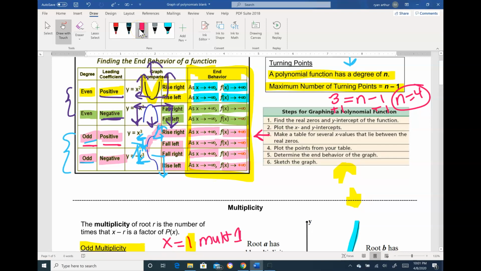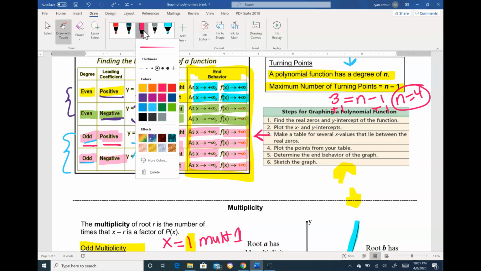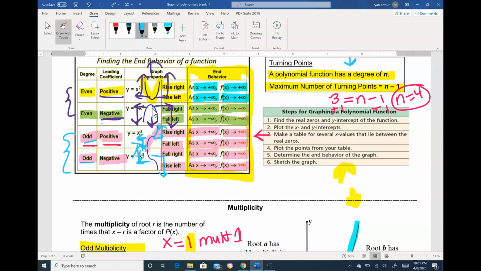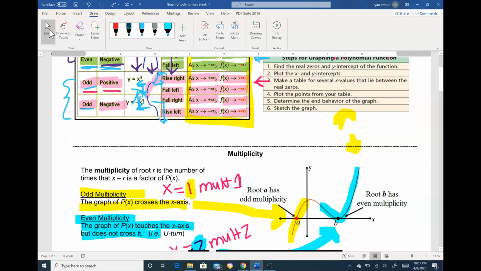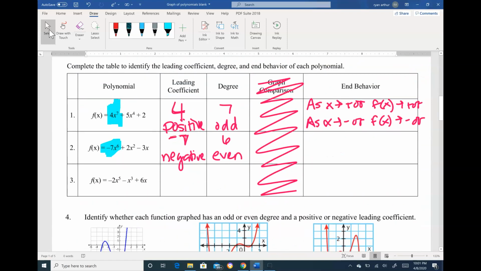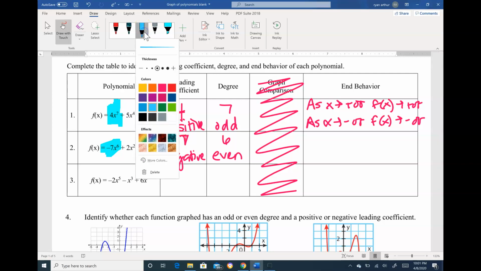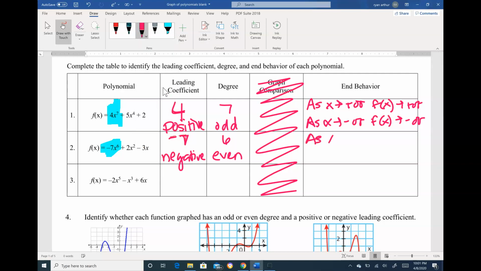Let's change colors so you know. A negative even is right here. So as x approaches positive infinity, f of x approaches negative infinity, and as x approaches negative infinity, f of x approaches negative infinity. Remember when I said it's even? When it's even, your y's are going to be the same. See how they're both negative infinity?